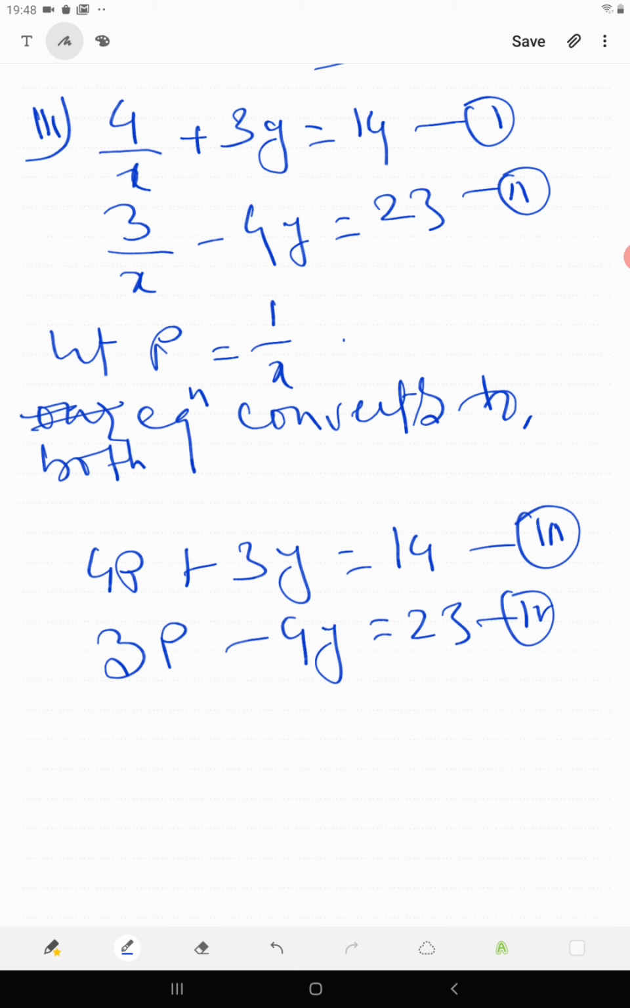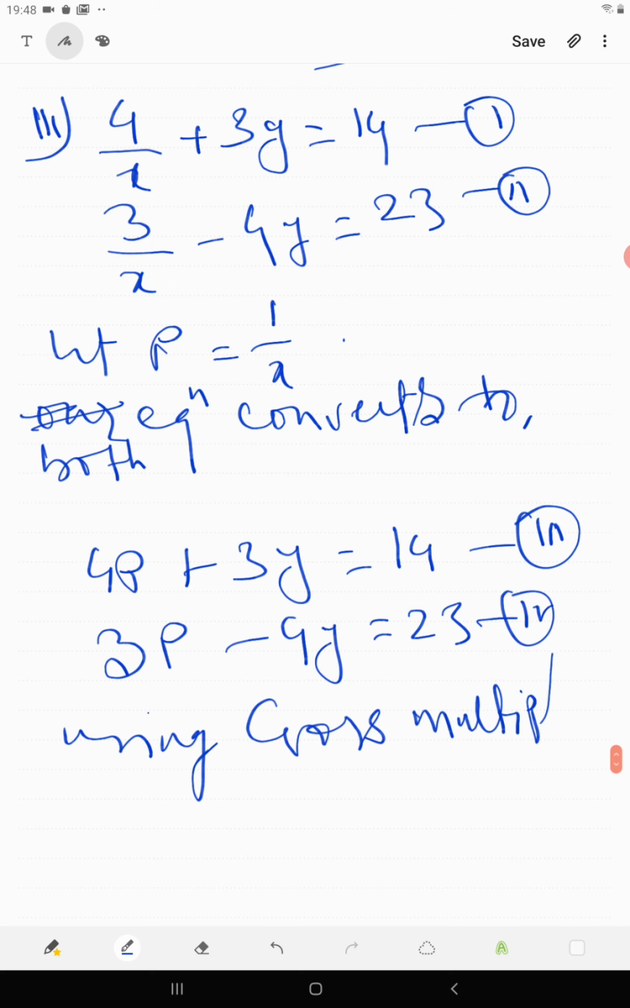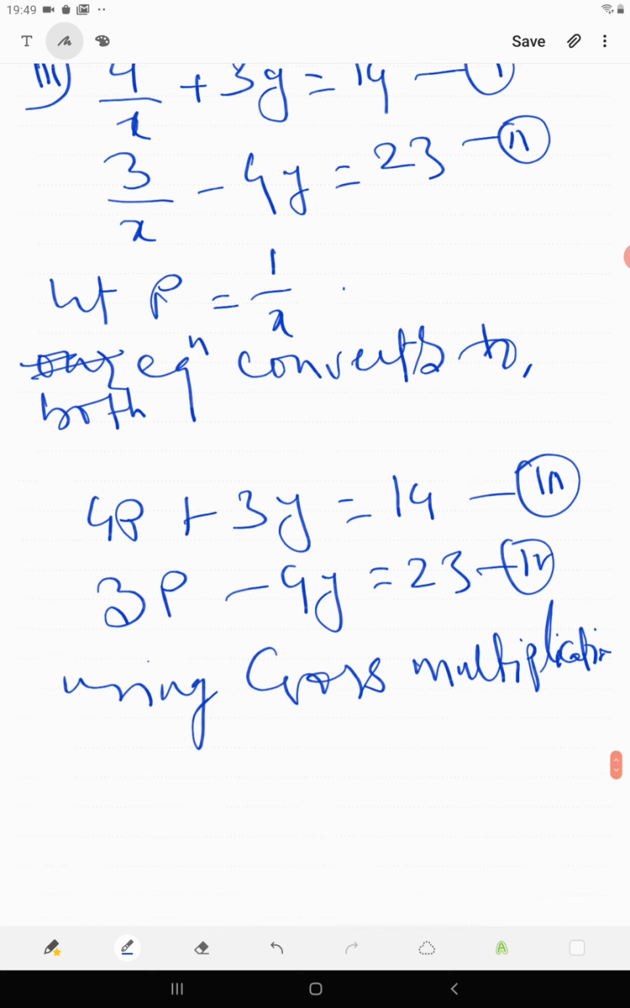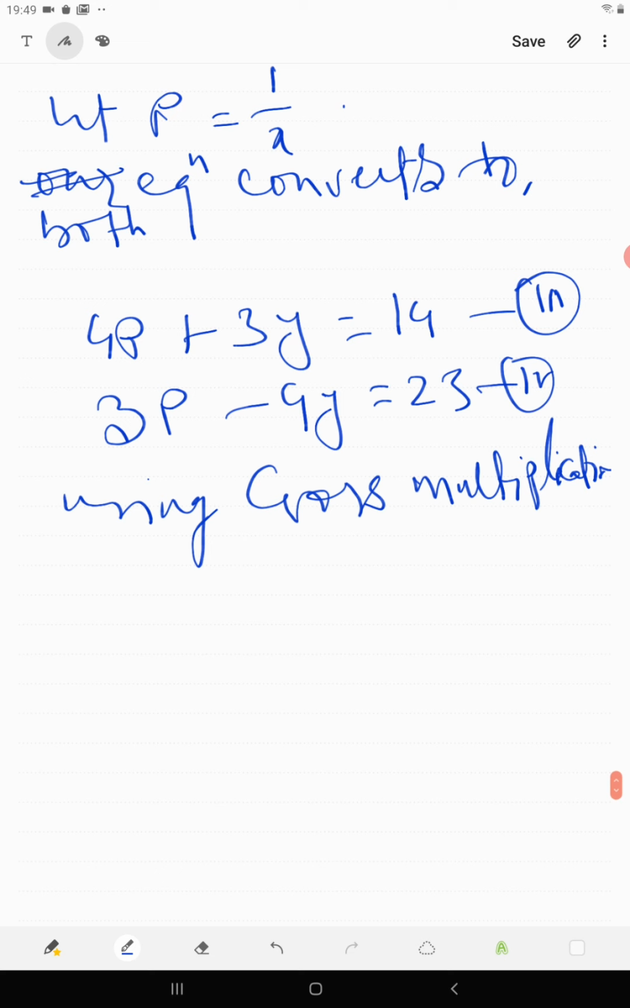Now which method do we want to use? We can use any method, there is no hard and fast rule. Let's do it with cross multiplication, no harm. We can solve it with any method, it's up to your wish. I am showing one method, but that doesn't mean the answer will change. Whatever method we use for a pair of equations, it should give the same answer.